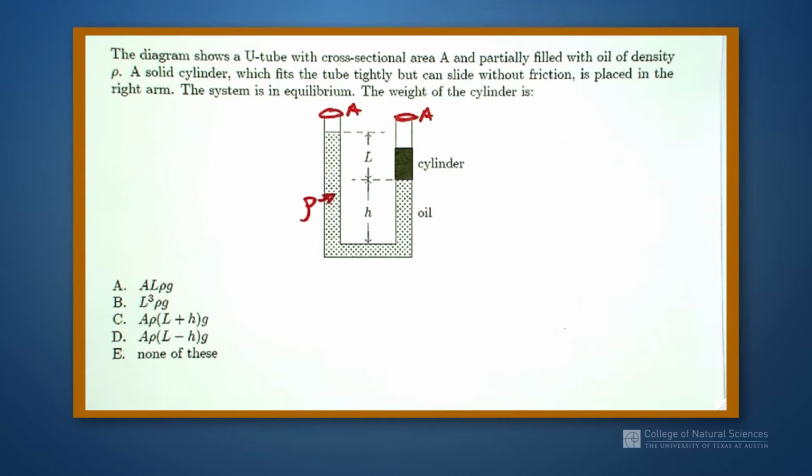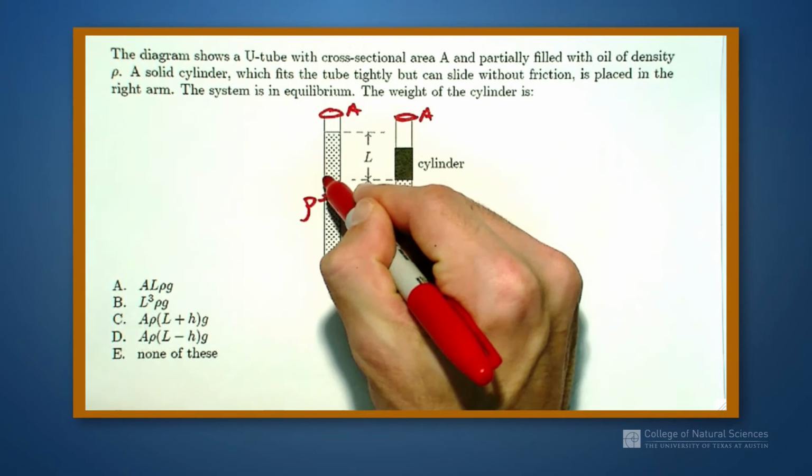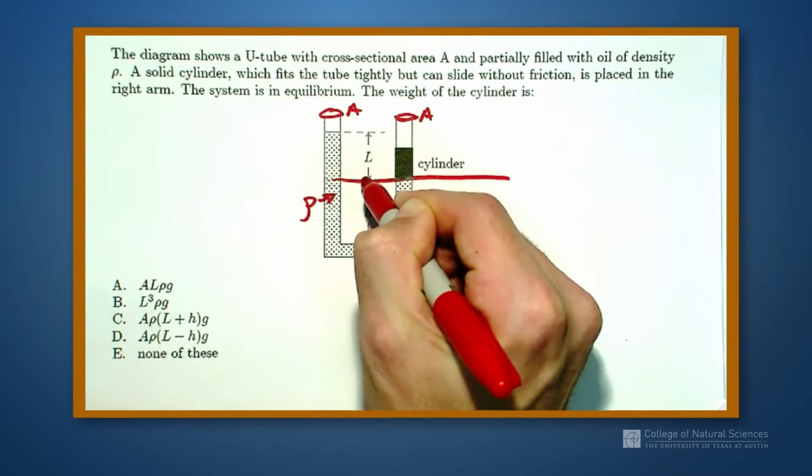Put a solid cylinder which fits into the tube tightly but can slide without friction. And it's placed in the right arm. So we put a cylinder right there. And the system is in equilibrium. The weight of the cylinder is what? Well, there's a cool point right here. This point right there.